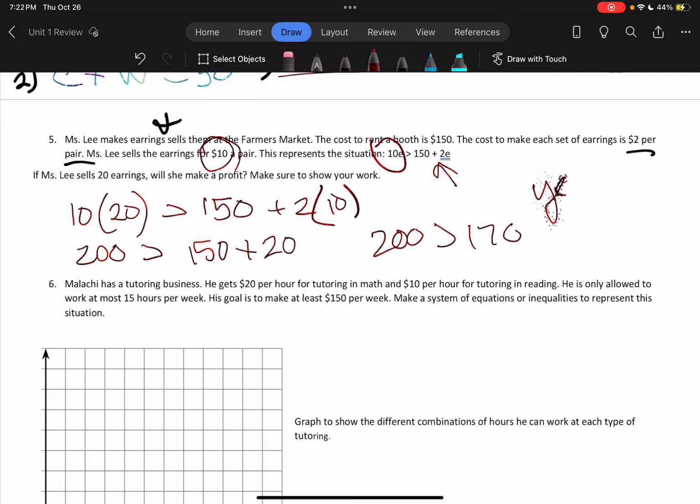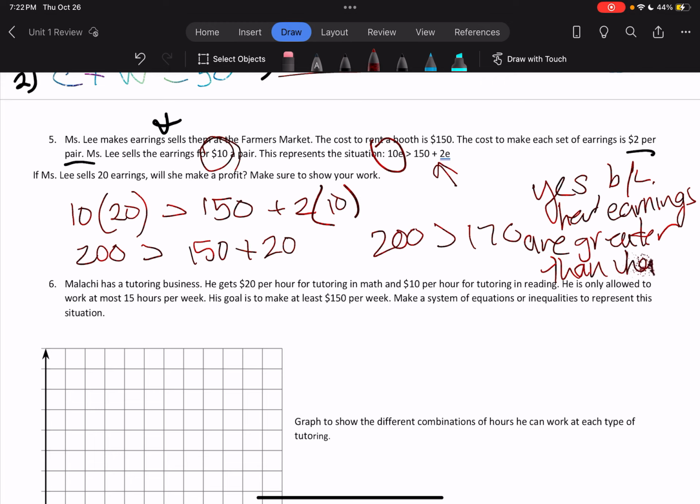So yes, she would make money because her earnings or revenue are greater than her costs. So the amount I'm spending on the booth and the earrings, making them, is less than the amount I'm going to rake in if I sell 20 earrings.